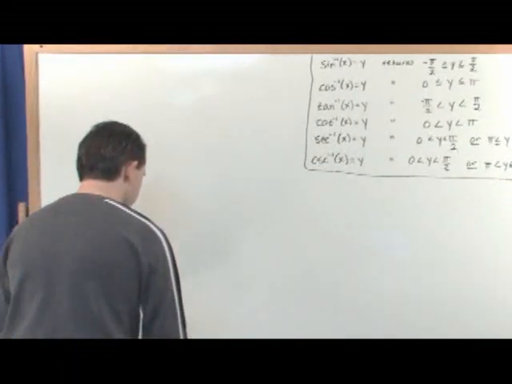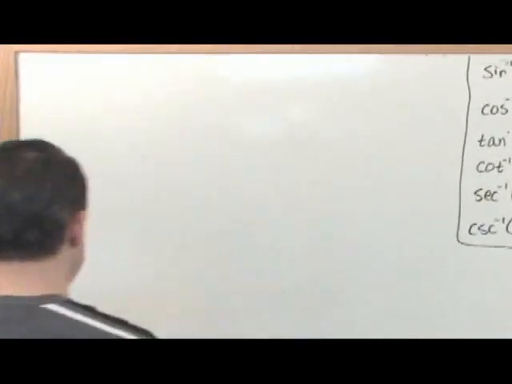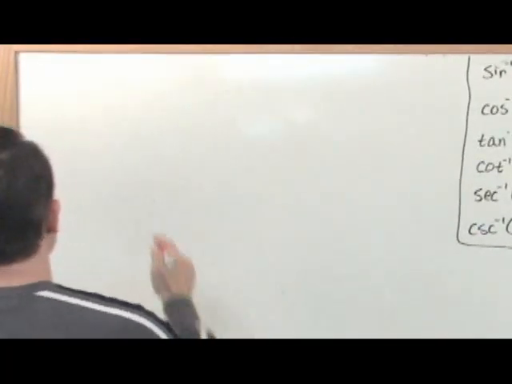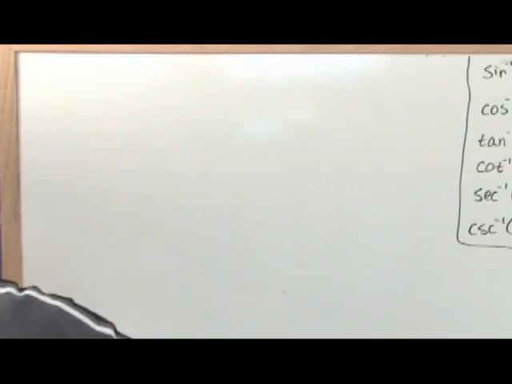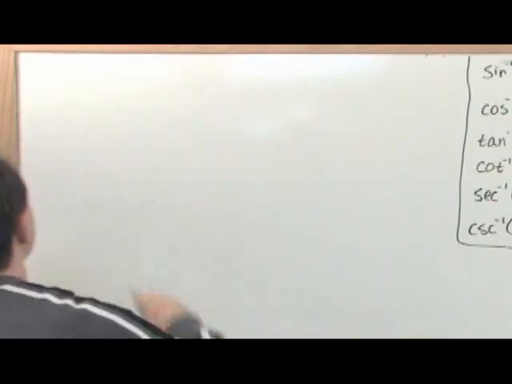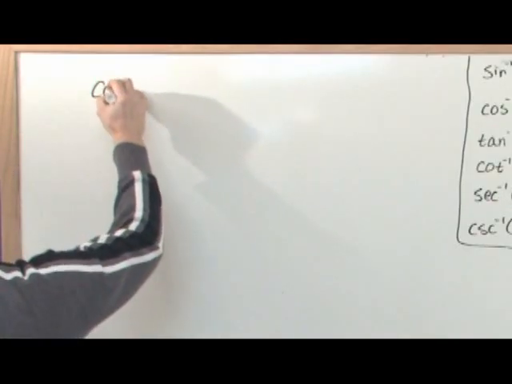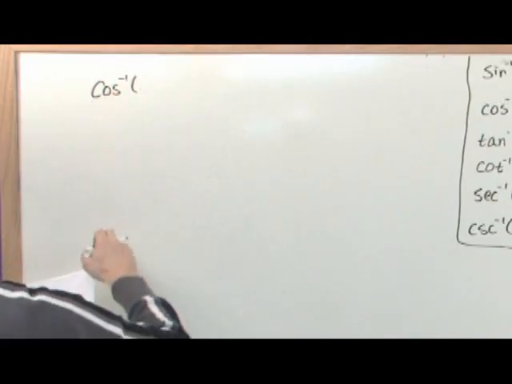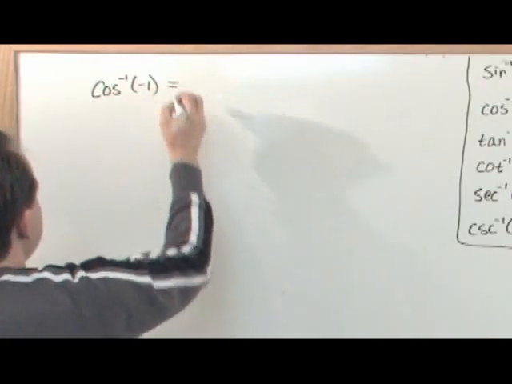Okay, so let's just go right to it. The first one is going to be, what if you were given, let me go ahead and switch colors here, find the inverse cosine, or the arc cosine, of -1. What is that going to equal?